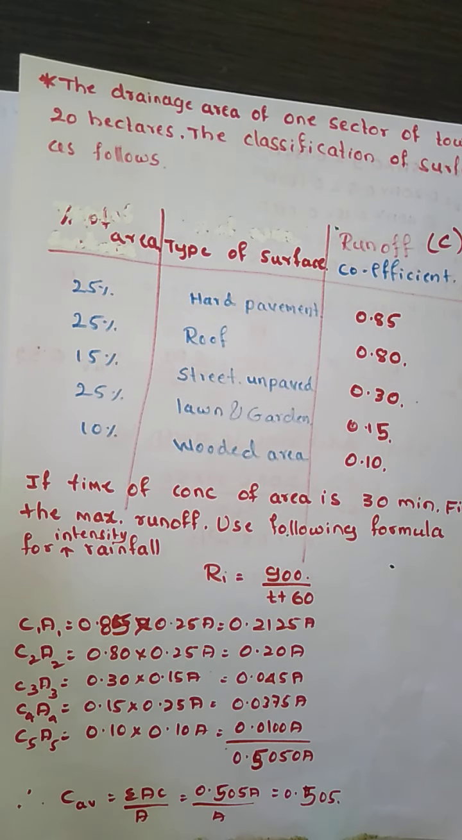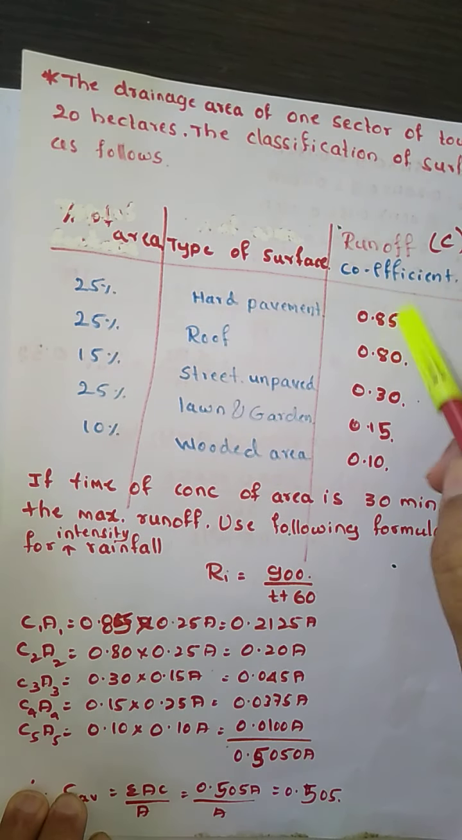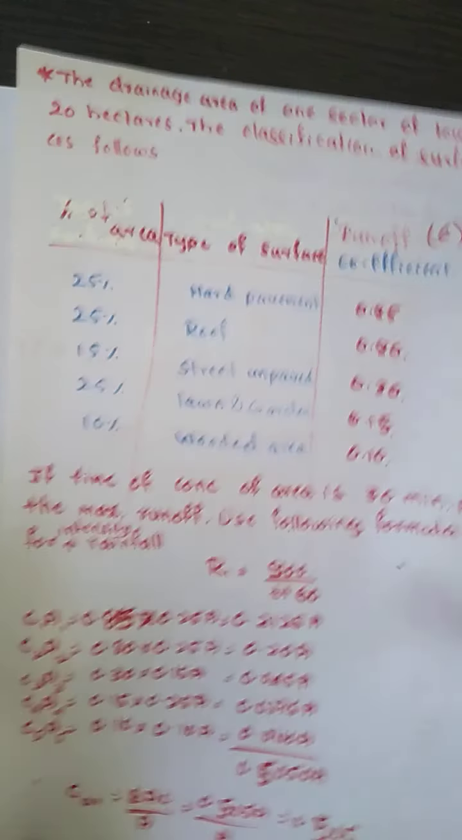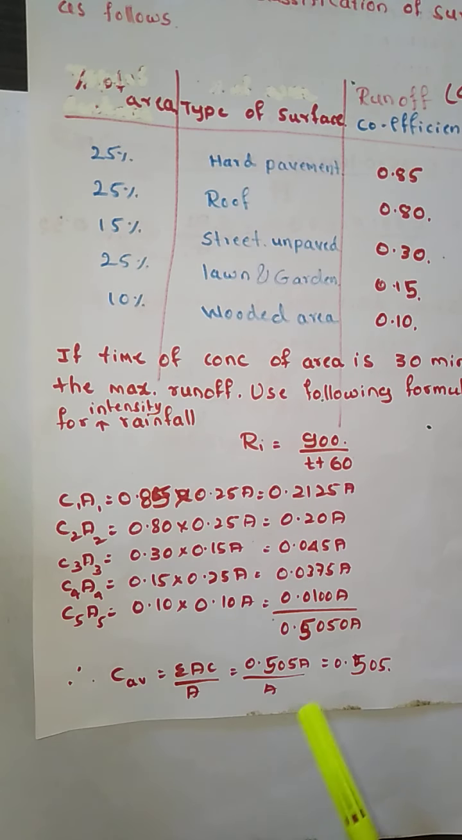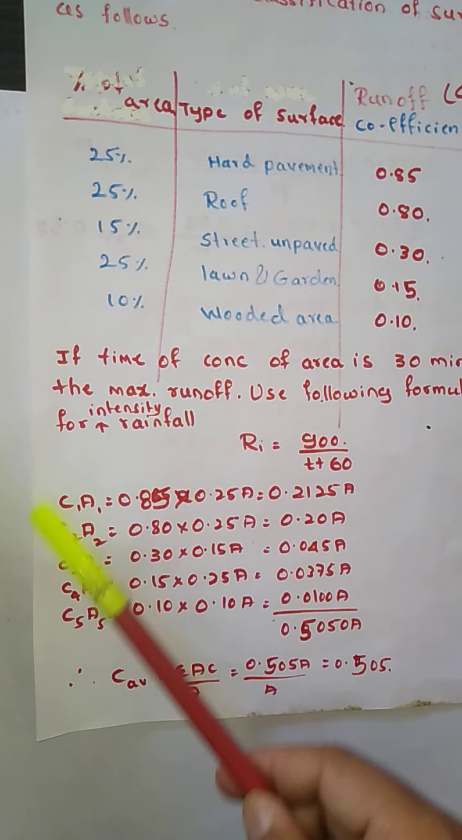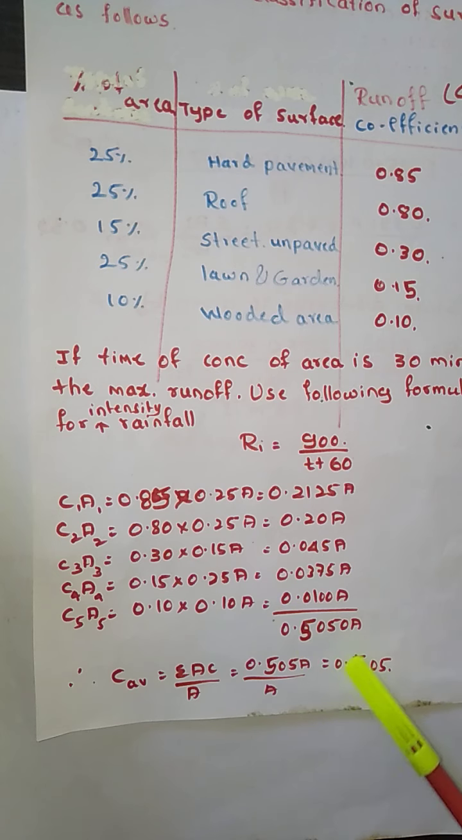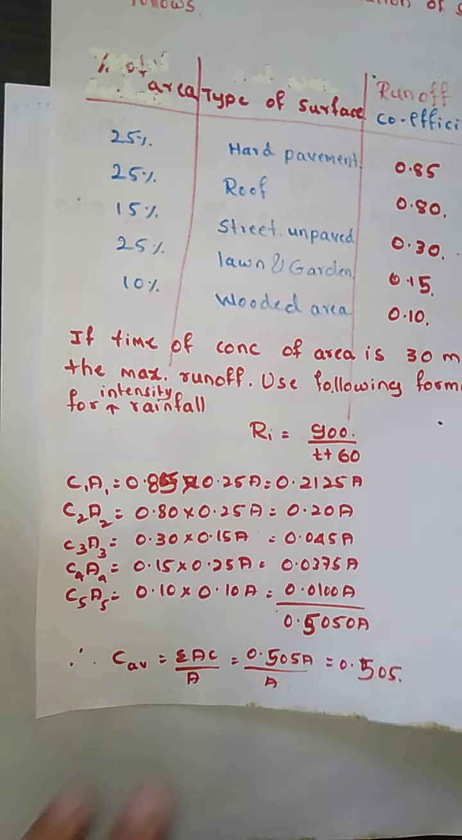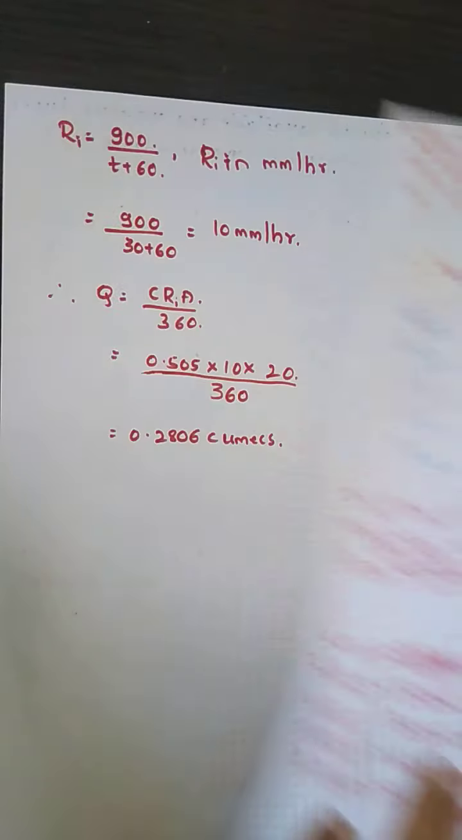So exactly the problem is the same. In the last problem the impermeability factor has been given to you, and here the runoff coefficient has been given in this particular problem. So we have just multiplied the runoff coefficient with the percentage area, and then we have found out the sigma CA. Then we have found sigma CA, that is 0.505 into A. Then A got cancelled, then we remained with 0.505. Then we have found out the runoff coefficient.